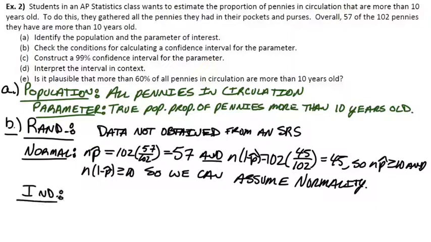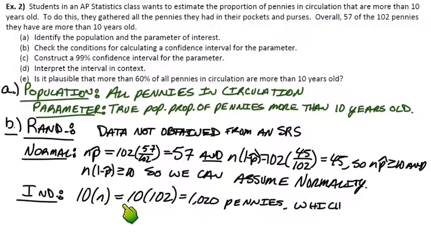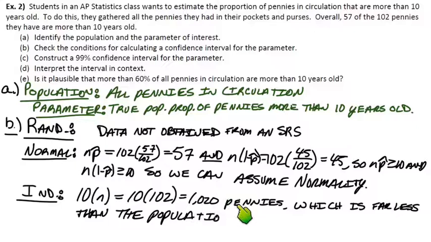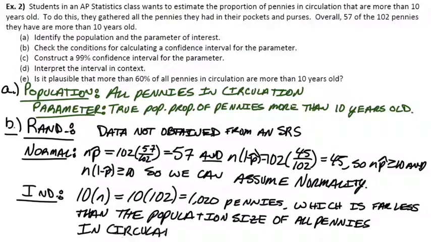Okay, and then lastly for the conditions, as far as the independence condition is concerned, I think we're good, right? They sampled 102 pennies. And if we do 10 times 102, that's 1,020 pennies, right? Just add a 0 to it, which is definitely less than the population size of all pennies in circulation. So we are clear. We are good to go on the 10% condition. We're way under 10% of all the pennies in circulation. So this one's good, independence.